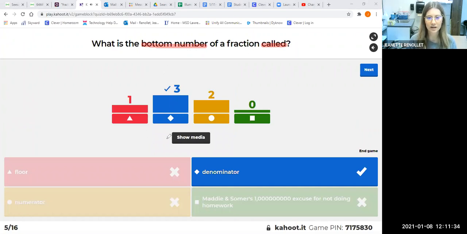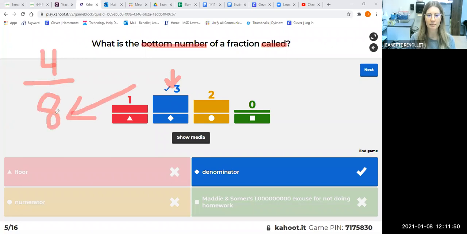Awesome. Looks like most of us got denominator. A few of us chose some other answers. Remember, the bottom number in a fraction is always called the denominator. The bottom number goes down. It's called the denominator. Good effort.